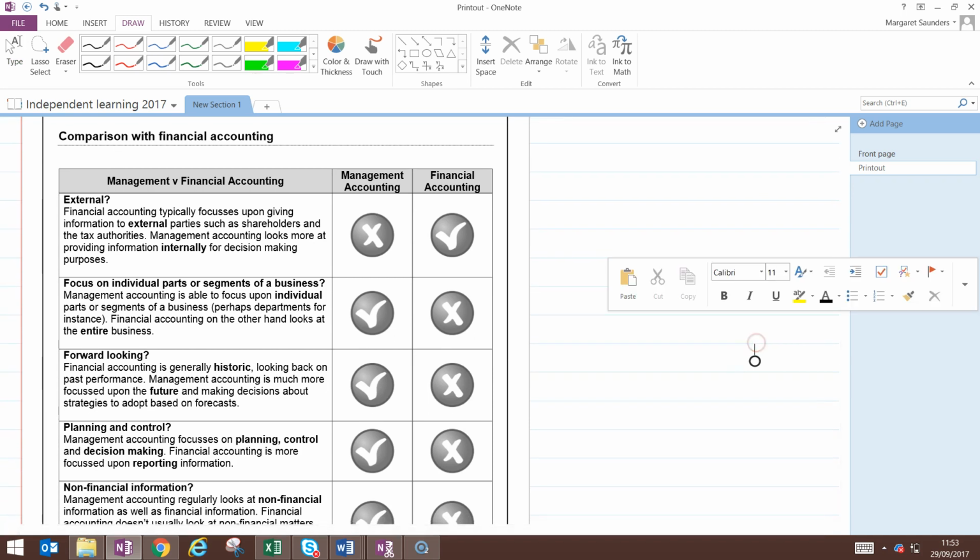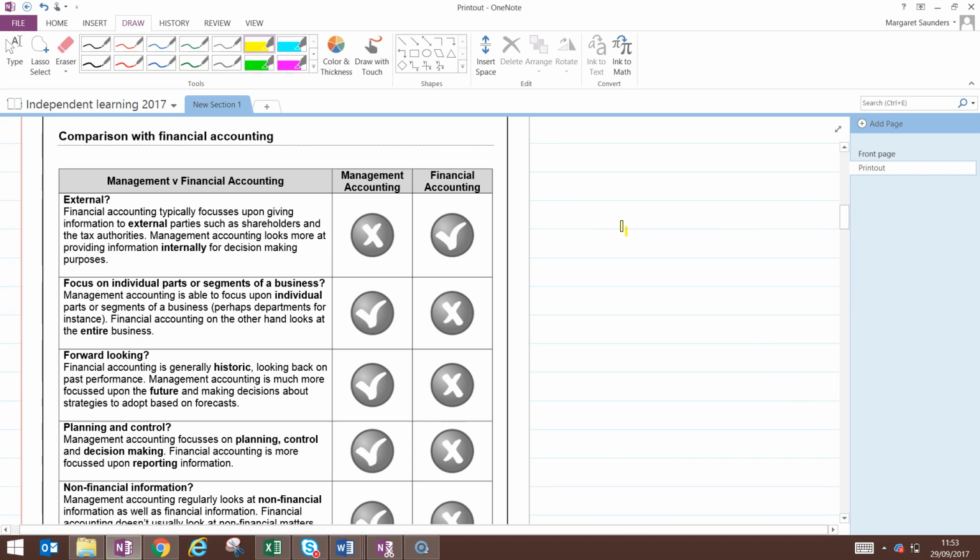Now, how that compares to financial accounting can be seen within this table. So this makes a comparison of the main features of management accounting to financial accounting. So the first point that we have is external, yes or no? Well, management accounting, no. Management accounting is concerned with reporting within the organisation, whereas financial accounting is focusing on reporting outside of the organisation, whether it's the shareholders, the banks or the tax authority.